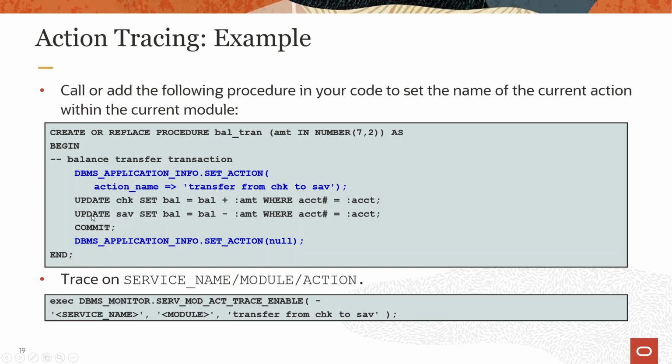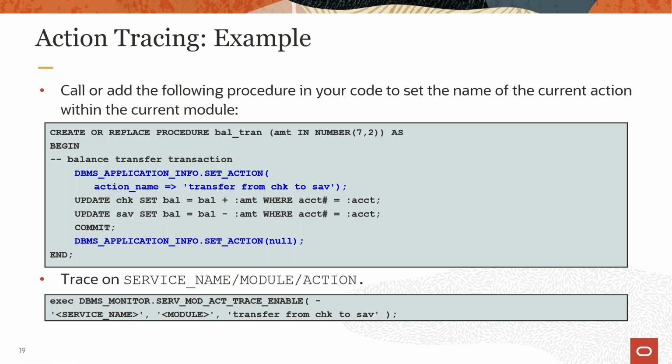So you can say, I have here 2 updates and a commit, and that's the only thing that I'm interested in tracing. Well, I'm going to use the package dbms application info, and I'll say I'm setting the action name to, it's a simple flag, transfer from check to savings. After my 2 updates and the commit, I'm unsetting that flag.